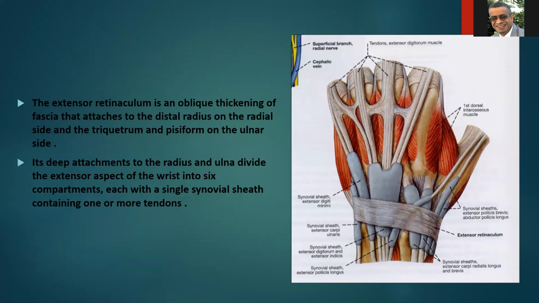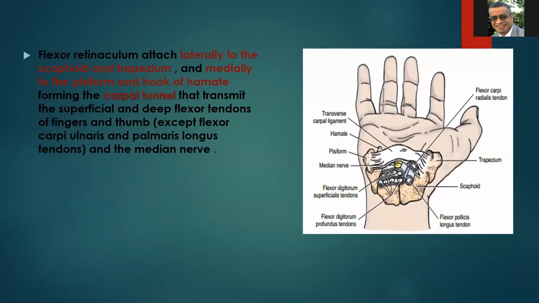Its deep attachment to the radius and ulna divides the extensor aspect of the wrist into 6 compartments, each with a single synovial sheath containing one or more tendons. The flexor retinaculum attaches laterally to the scaphoid and the trapezium, and medially to the pisiform and hook of hamate, forming the carpal tunnel that transmits the superficial and deep flexor tendons of the fingers and the thumb, except flexor carpi ulnaris and palmaris longus tendons, and the median nerve.